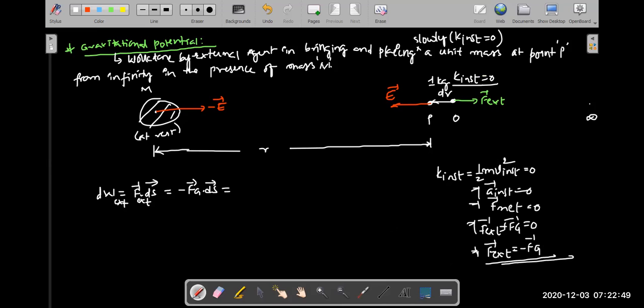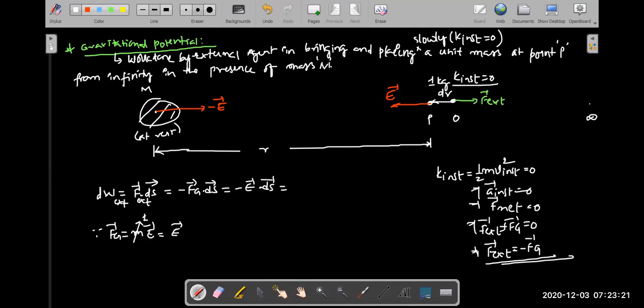So this is nothing but the work done in moving a unit mass, 1 kg. For 1 kg of mass, what is the gravitational force? F g bar is equal to m times g bar, and here the mass is 1 kg, so that will be g bar. So I can say that this is minus E bar dot ds bar. Now the value of the field is inward, and dr is also inward.